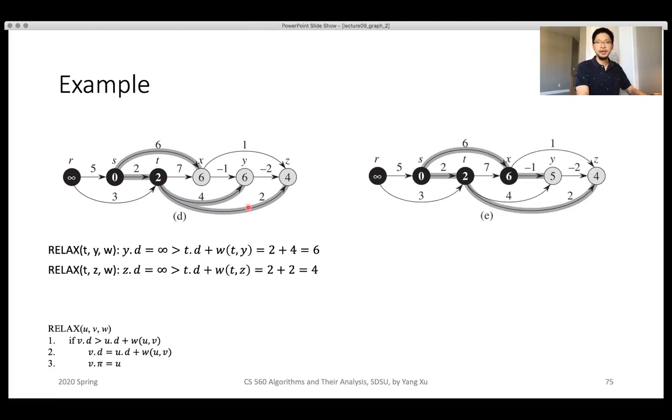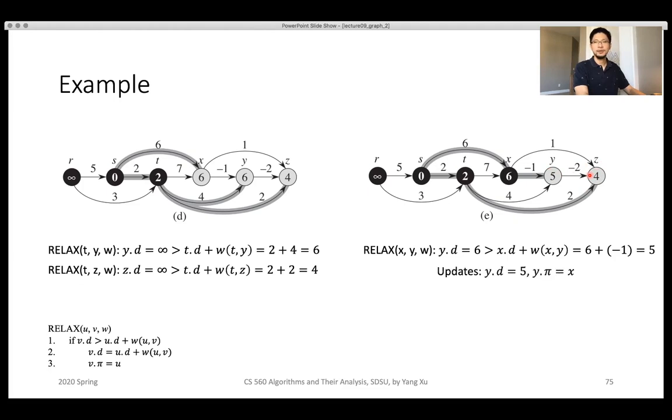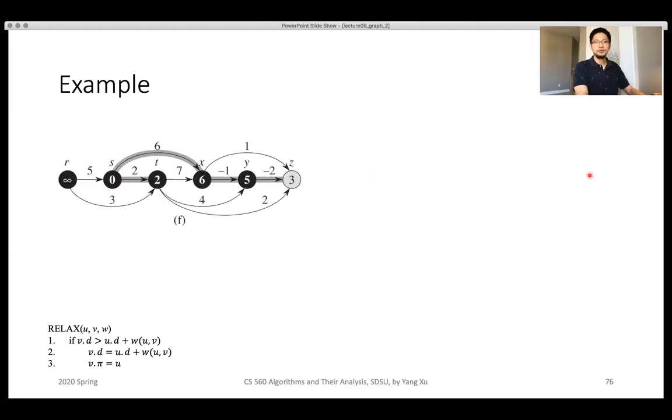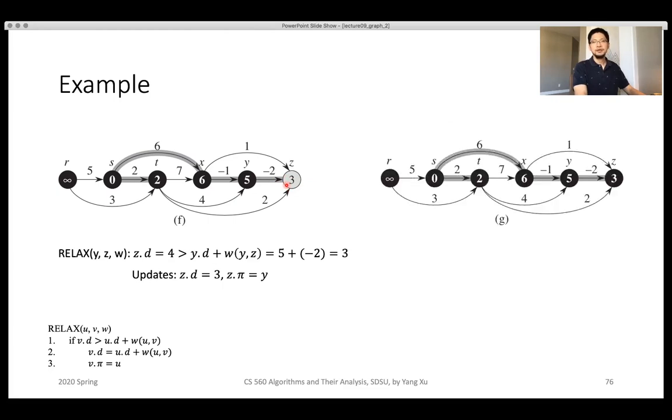Okay, so the next will be X. As a result, we update the d of Y, because 6 minus 1 is less than the previous value, which is 6, but we don't need to update the d of Z. Okay, right? And then we go to Y and see if there are updates, and it updates the d of Z. And eventually when we reach Z, because no edges leave the Z vertex, we're done with the algorithm.